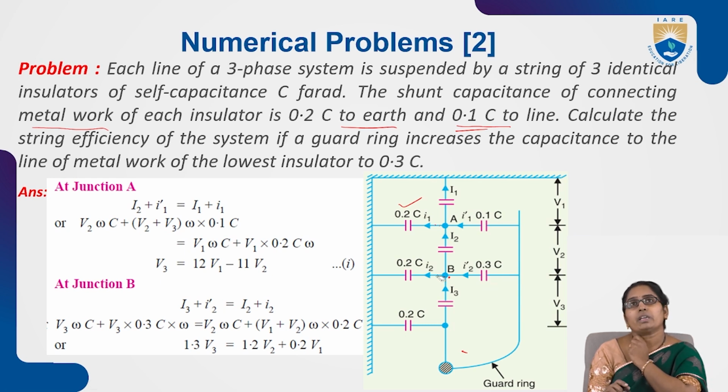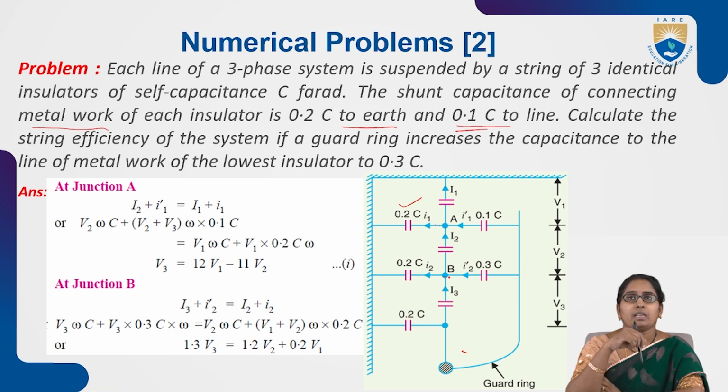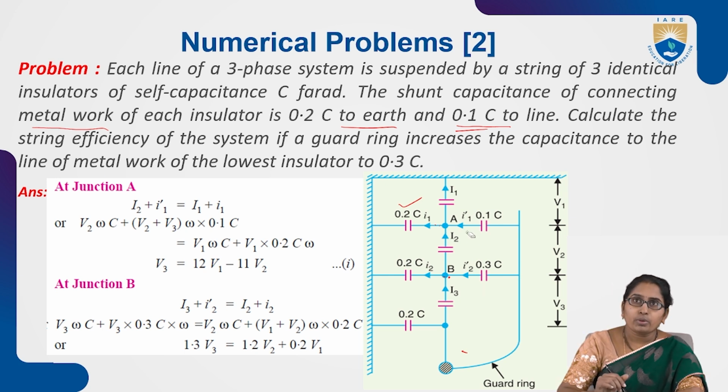According to the given data, the system diagram is drawn and the insulator is shown with three units. Now they ask to calculate the string efficiency. We solve the problem in the same manner as the previous problem. Only, there is one more additional current at each junction. Accordingly we get the equations and solve the problem. It is just a step by step solution, solving the mathematical equations only. There is nothing new.